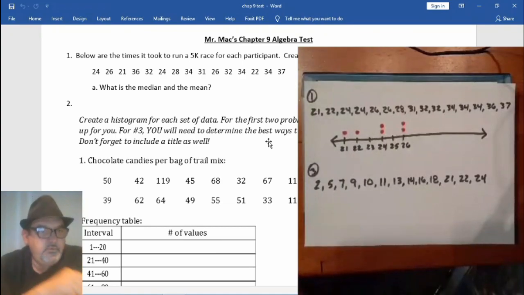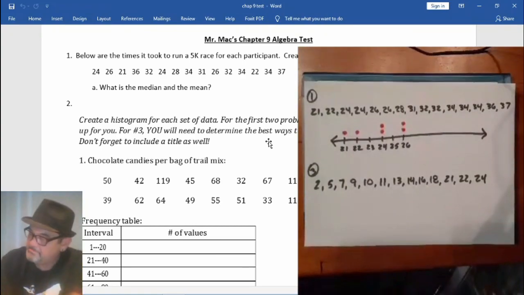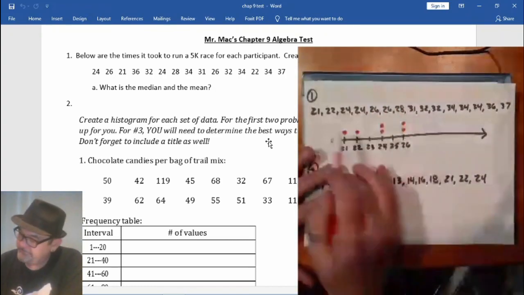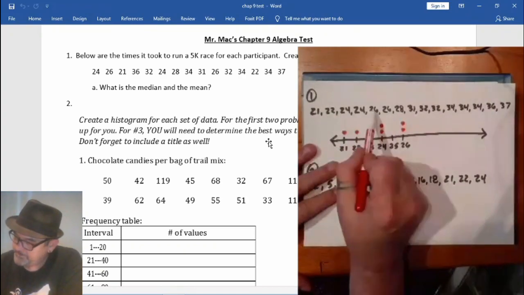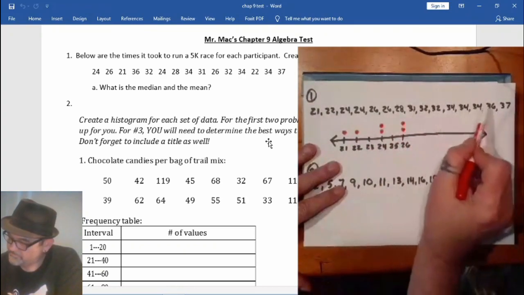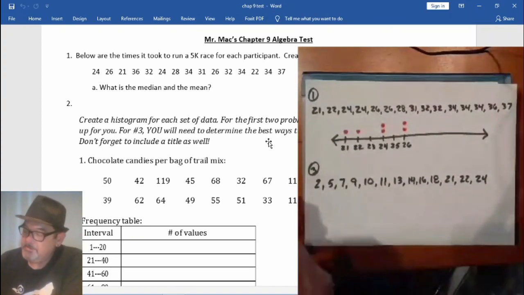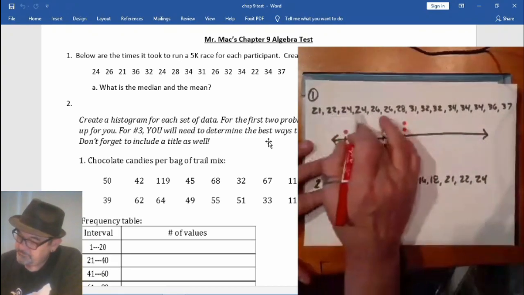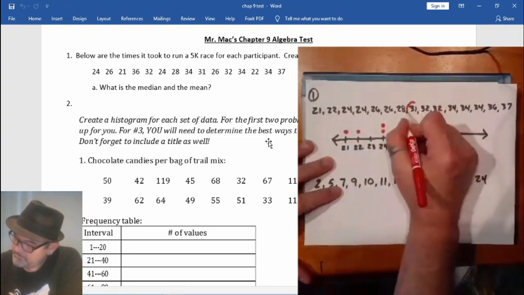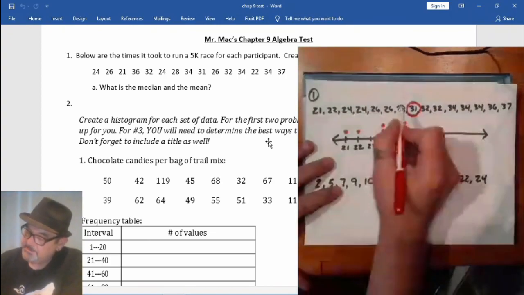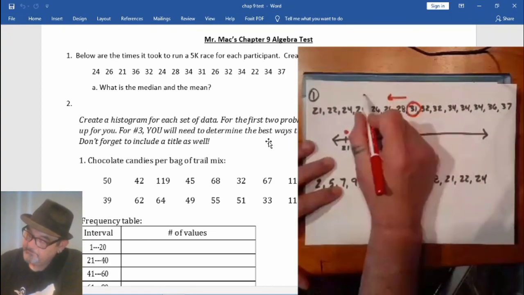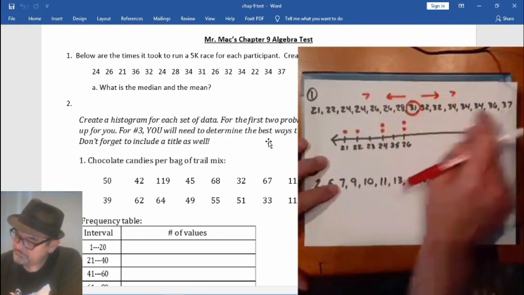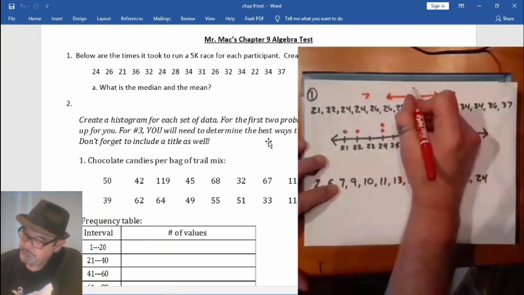Now, the next one says, what is the median and the mean? All right, so the median, of course, is the center number that divides it in half. So how many do we have here? 1, 2, 3, 4, 5, 6, 7, 8, 9, 10, 11, 12, 13, 14. So there's 15. So that means that the median number is going to be the 8th number up. So 1, 2, 3, 4, 5, 6, 7, 8. 31. Because that's going to divide. I'm going to have 7 on this side, and then I'll have 7 over on this side. Right? 1, 2, 3, 4, 5, 6, 7. Yep. So 31 is your median.